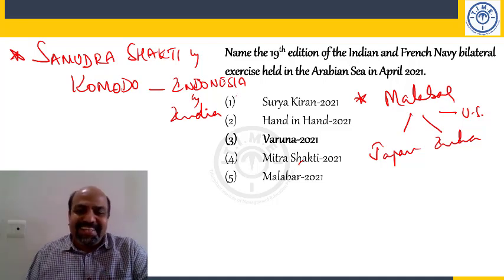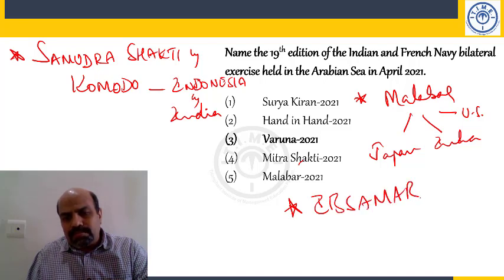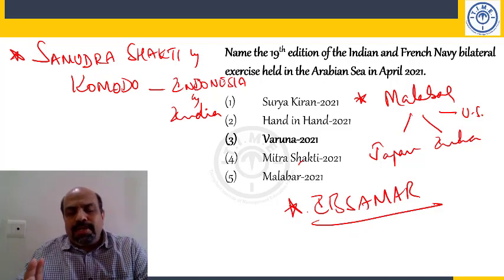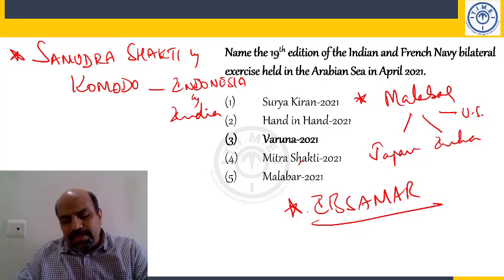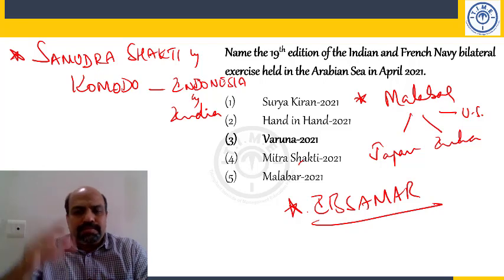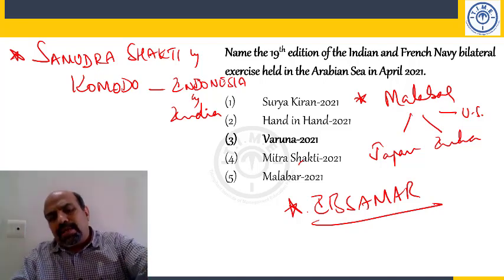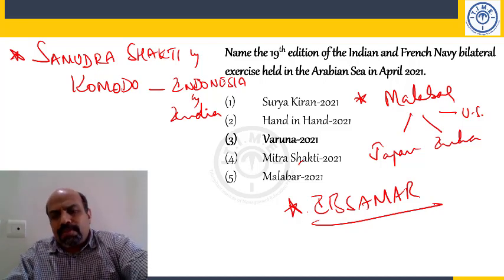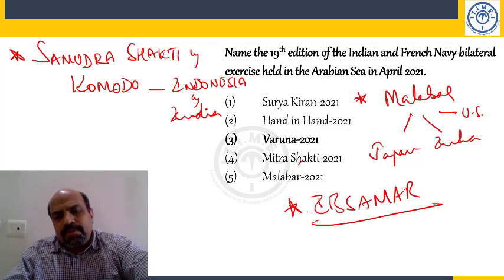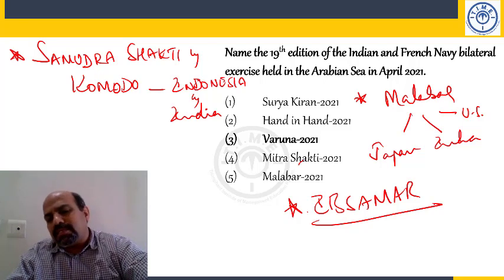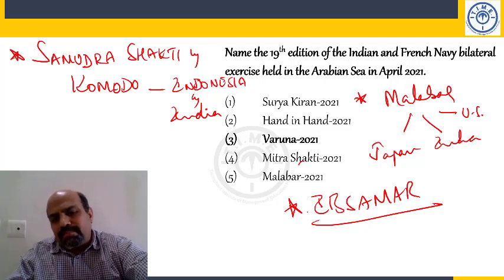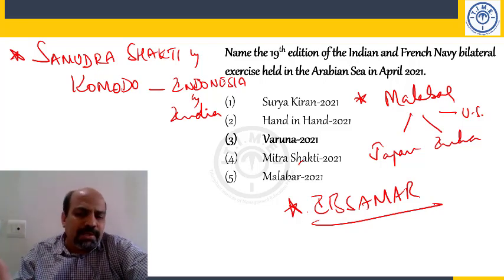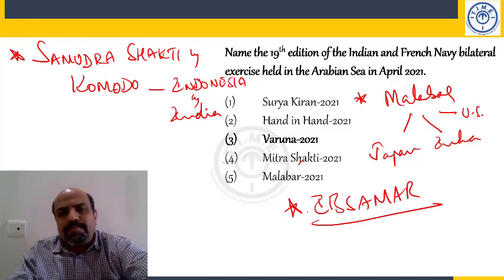One last. I like to share whatever I can. IBSAMAR. Naval exercise between India, Brazil, and South Africa. MAR is maritime, that's how the name comes, but I have cut it short. I simply asked you to write naval exercise between India, Brazil, and South Africa. That's about it. So, again, this was pretty comprehensive.